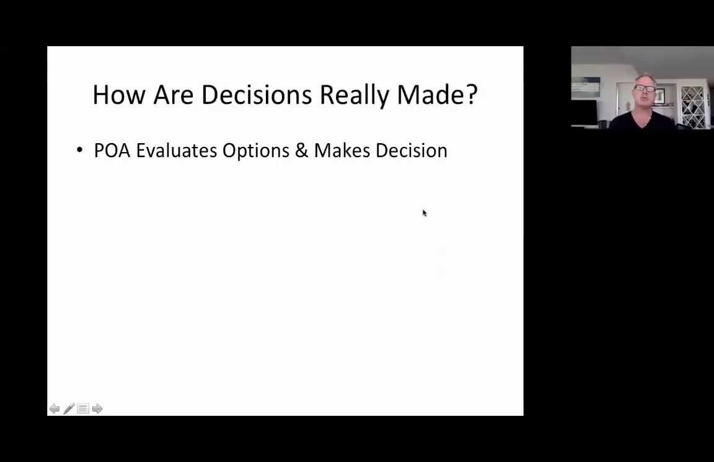Doesn't matter. So one scenario is that a person of authority solely by themselves evaluates options and makes a decision. If you're talking to a person of authority, think about a small company where you're talking to the CEO or the founder. They don't have a lot of committees. They don't have people they delegate to. They make the decisions. They're evaluating the options. They're going to make a decision themselves. That's a very simple kind of decision scenario.